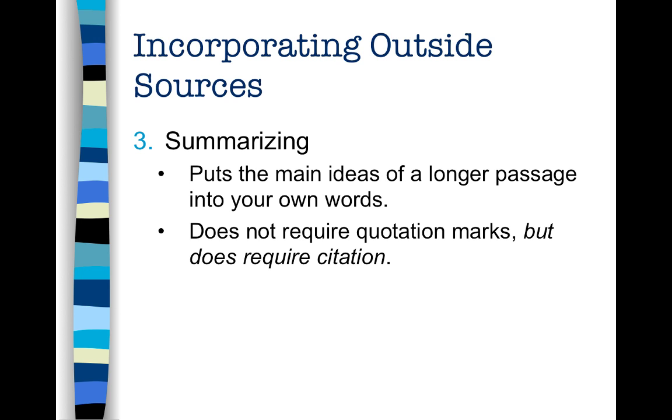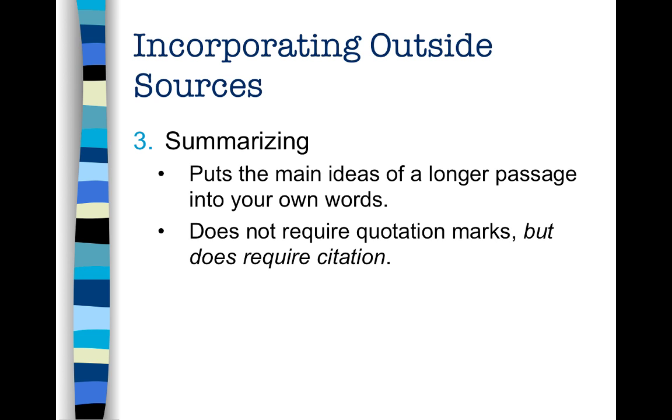And the last way that we incorporate outside sources into our writing is by summarizing, or including a summary. And a summary is when we put the main ideas of a really long passage into our own words. So we condense when we summarize. It's still important when you're summarizing that you include references to the outside source. Okay, it doesn't require quotation marks, but it does require citation. So if you're summarizing a really, really long article, you continually need to be reminding your reader that you got this someplace else, that it was another source.